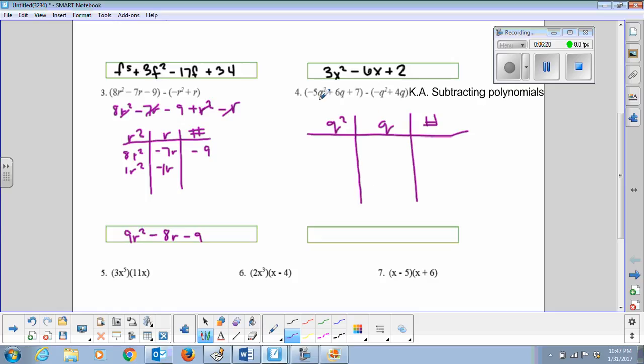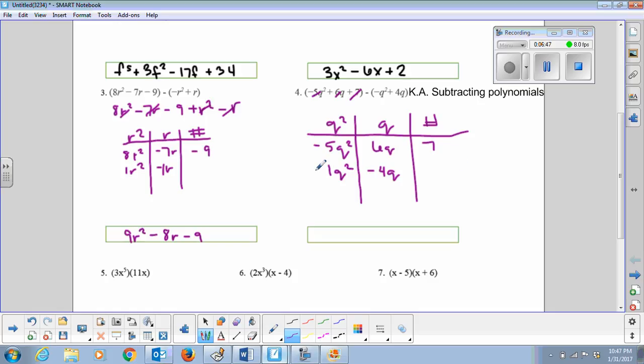So we have negative 5q squared. We have positive 6q and 7. So that's all from that first set. Then the opposite of negative q is positive 1q squared. The opposite of positive 4 is negative 4q. Okay, so this is what I'm talking about, that difference.